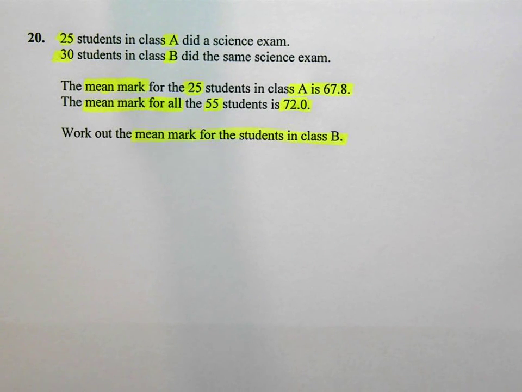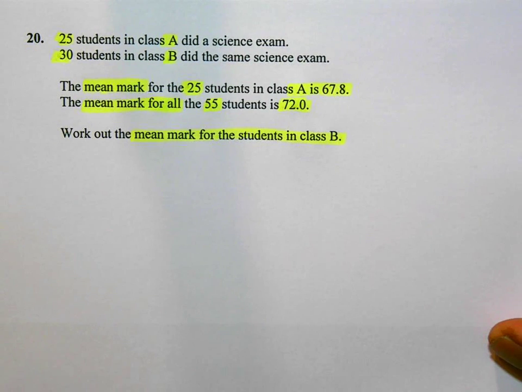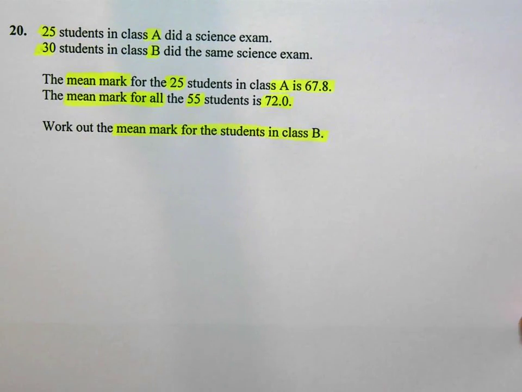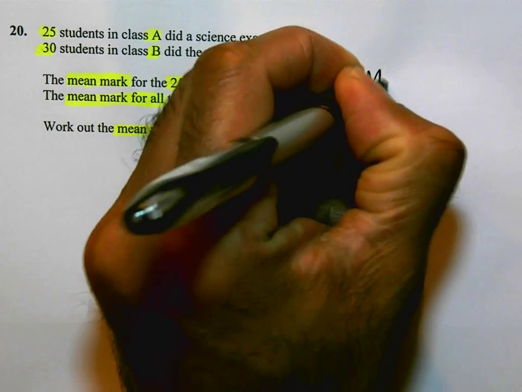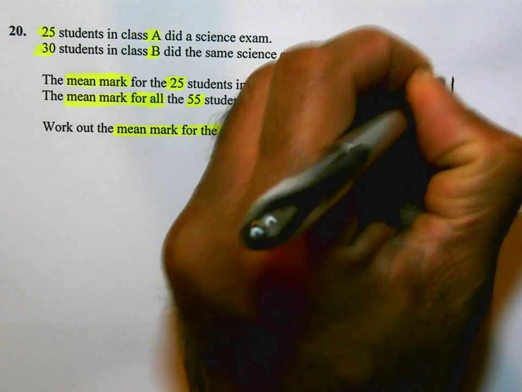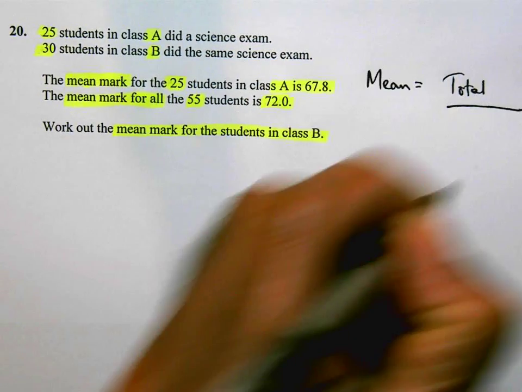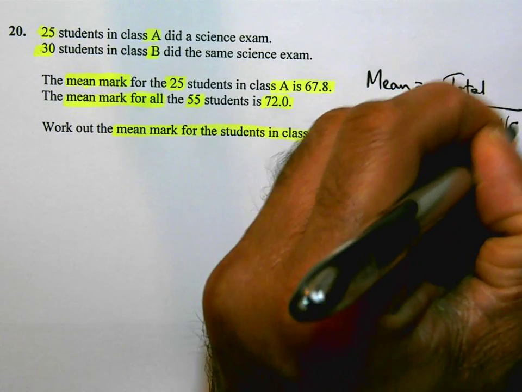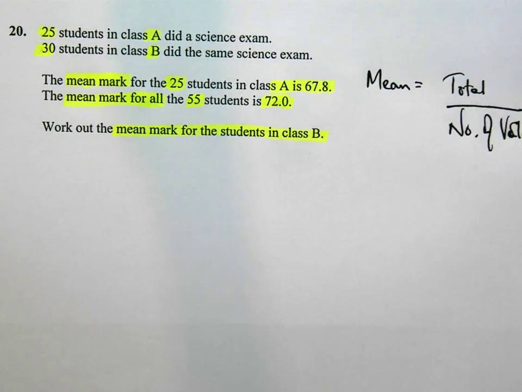So in order to do this question successfully, you need to understand that to work out the mean value of something, you have to add up all the values. So mean is the total divided by the number of values. Okay, so the total divided by the number of values.